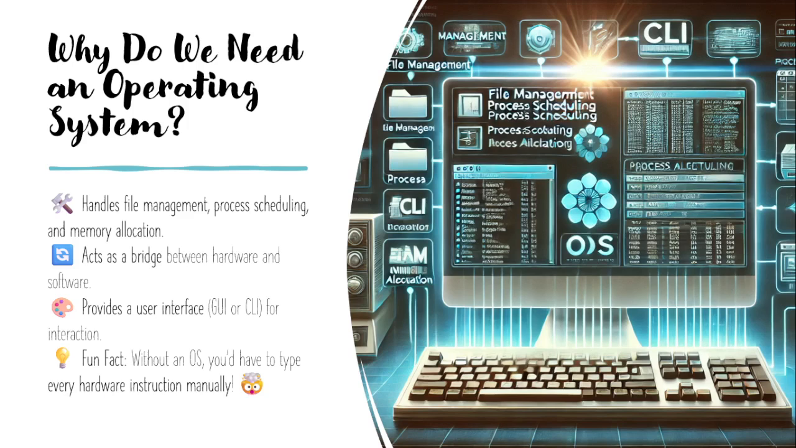OS also acts as a bridge between hardware and software. When we open an app, the OS translates our clicks and commands into instructions that the computer's processor, memory, and storage can understand. Then the OS gives the user interface, like GUI and CLI. OS provides a way for us to interact with our device. We can use a graphical user interface, GUI, with icons and windows, or a command line interface, CLI, for direct text-based controls. Without an OS, we would have to manually type hardware instructions for every task like loading a program or printing a document. Imagine writing dozens of lines of code just to open a file. It would be so exhausting.